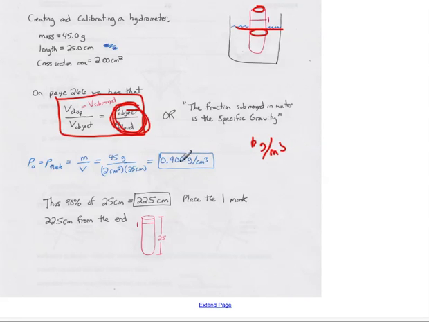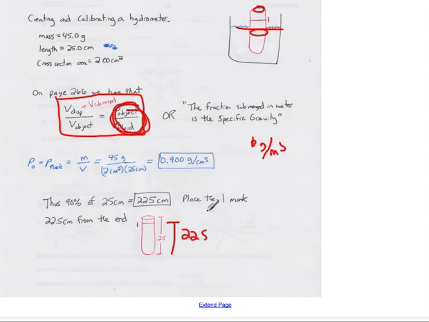Anyway, so the way I thought of that is, hey, that's 90% of the 25 centimeters long. So if we take 90% of that 25 centimeters, we get 22.5. These are uniform cross sections, which means we don't have to worry about anything funny going on. So 22.5 centimeters, if we measure up from the bottom, that's where we should place the 1, which is a specific gravity of 1. It should be right there.